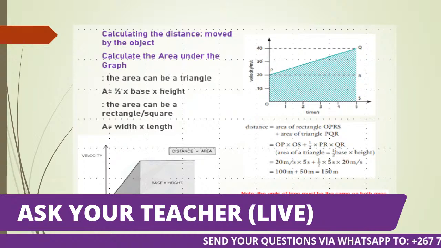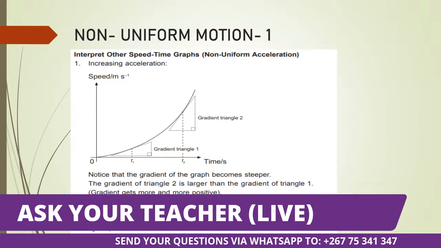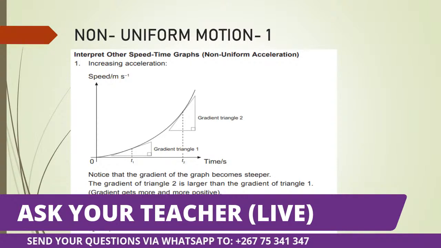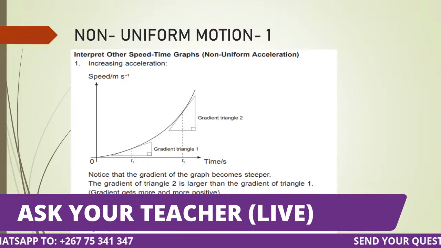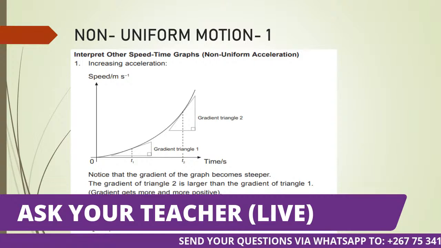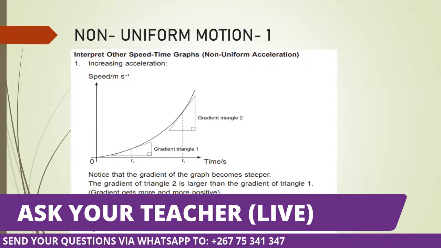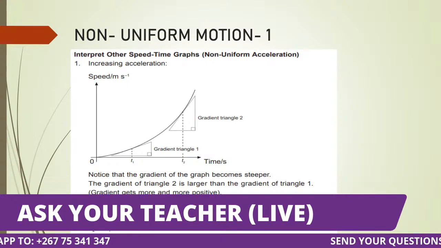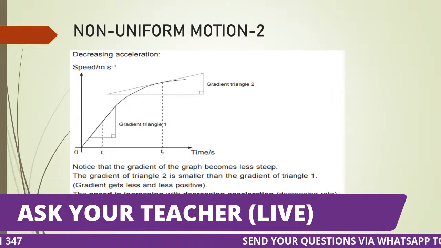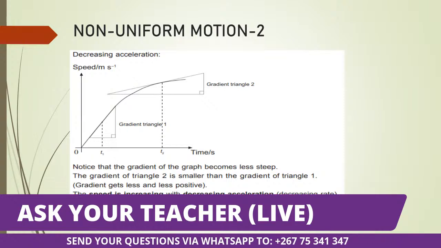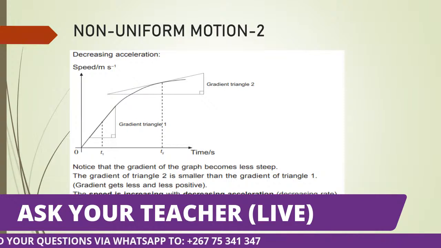We have non-uniform motion where the graph is curving upwards or downwards. And we said when it's curving upwards, it's increasing acceleration, and you'll be required to make use of a tangent, which you draw at a point, and you calculate your gradient using points which are on the line. You can also have decreasing motion, which is curving downwards, calculated using a tangent drawn to the curve. So that was our lesson on motion, and we're doing the recap.